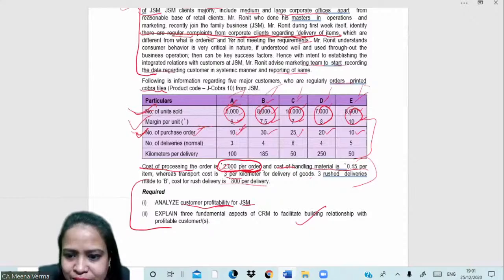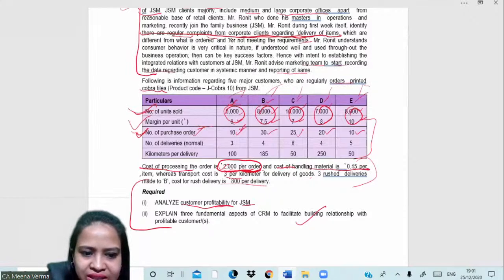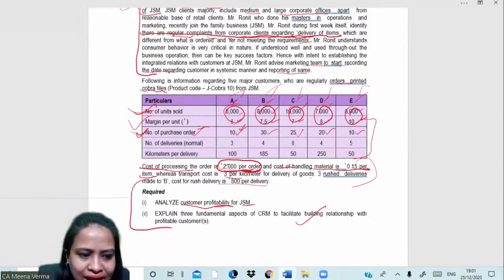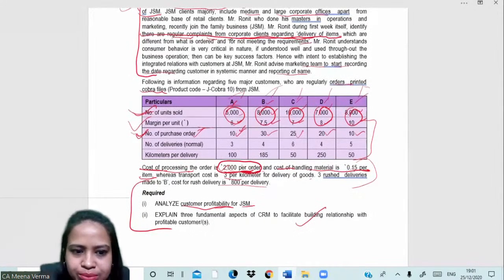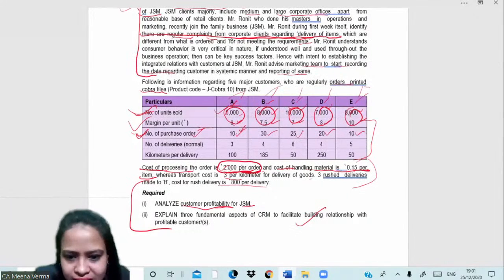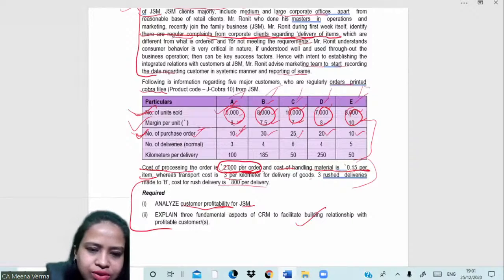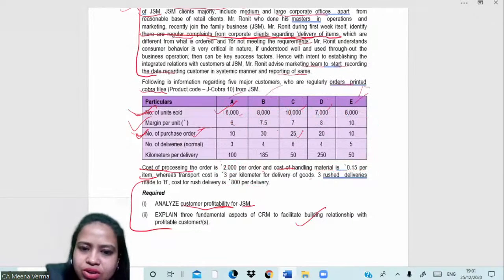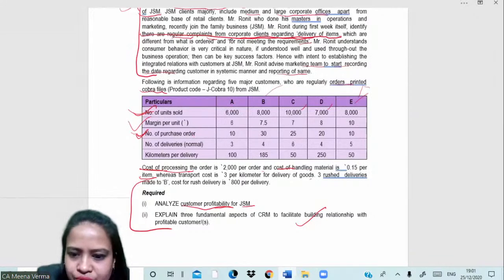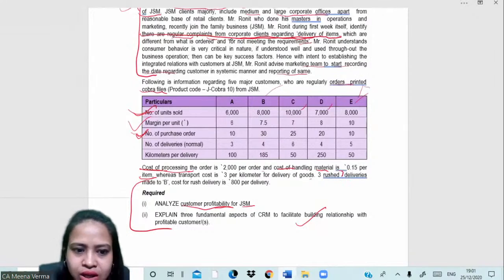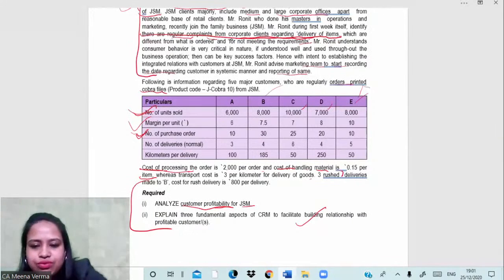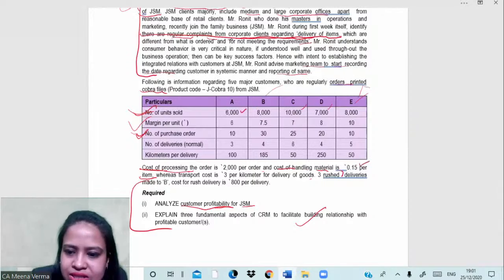After this, what else do we have? Next, the cost of handling the material per item is this. The number of units which you are selling, you have to handle them, so accordingly you have to calculate the value. How will we calculate this cost of handling material? We will multiply this with the number of units which we are selling, because handling is related to the number of units which you are selling. So you will multiply this with this, respectively.